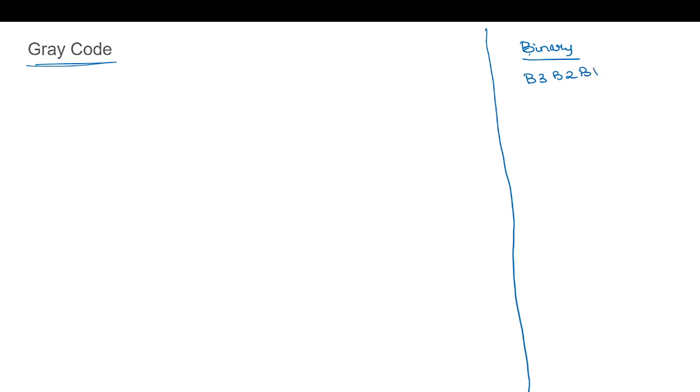We have something called Gray code. So in binary, let me take a 4-bit number B3, B2, B1, B0. Then let me take a few binary values here. So this is binary count of 3, binary 4. Okay. So if we see here, there is a 2-digit change.